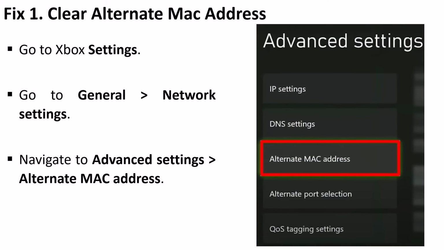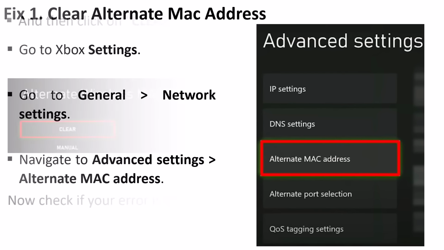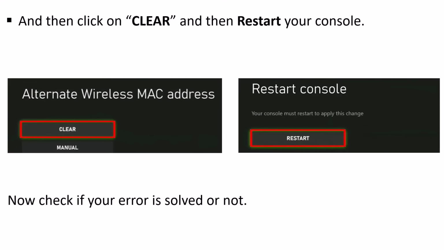So the first fix is to clear the alternate MAC address. So go to Xbox settings, then navigate to general network settings, then navigate to advanced settings, alternate MAC address, and then click on clear, and then restart your console by clicking on restart. And after your console restarts, check if your error is solved or not.